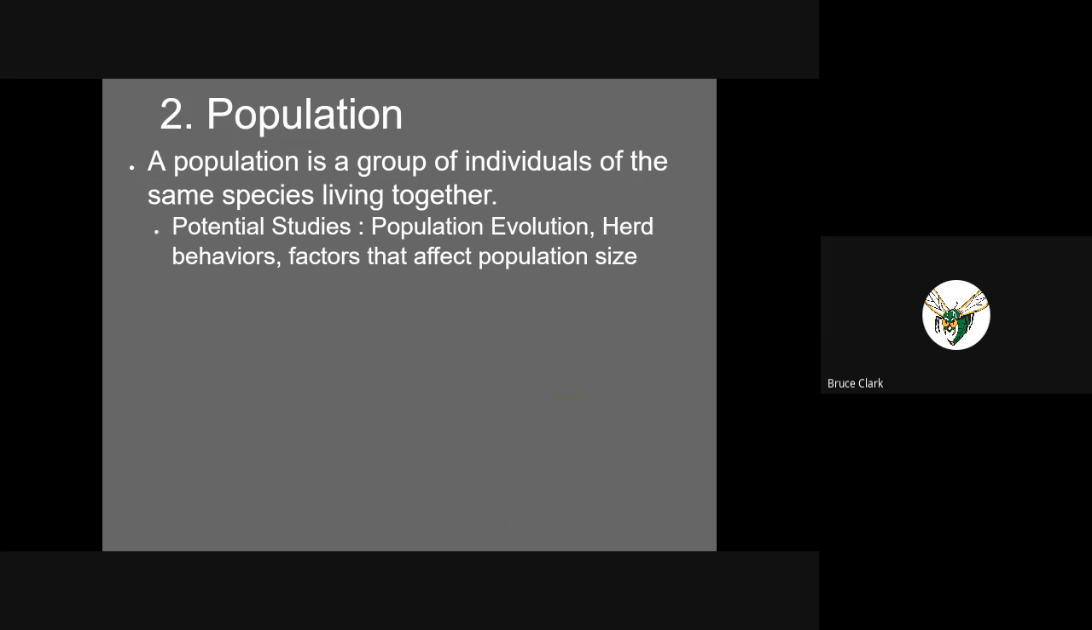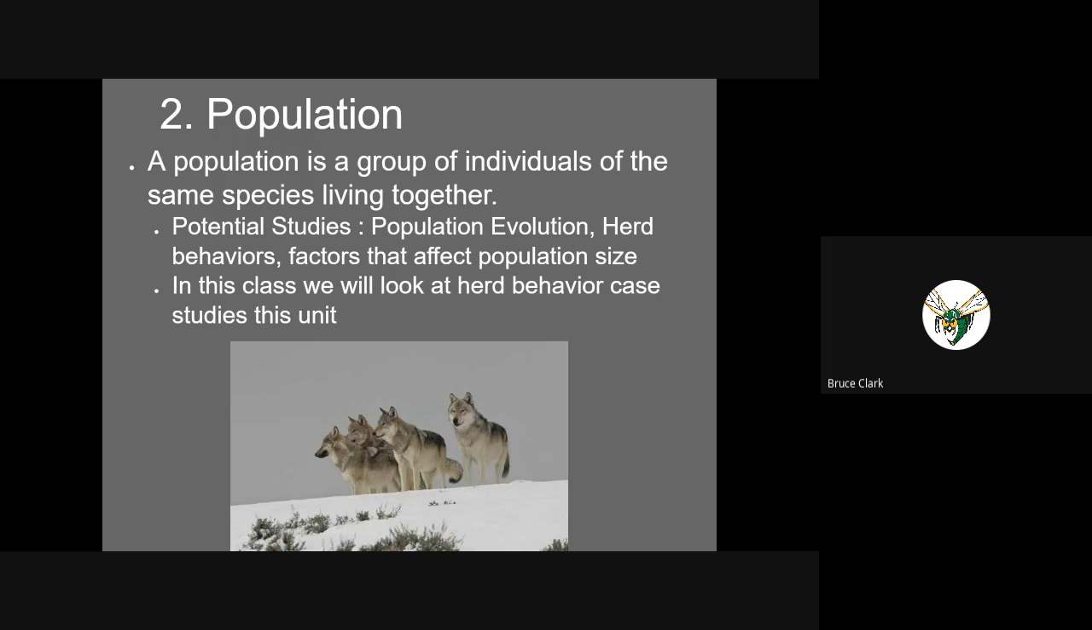Potential studies here: we'll talk a little bit about evolution in a later section in the course. We'll talk about herd behaviors and then different factors that can affect population size. We're also going to be looking at a variety of population graphs and how we can study those things. There will be a case study that we check out, one of the more famous ecological case studies, and that's about the Yellowstone wolf population that's been going on for the last several decades here.